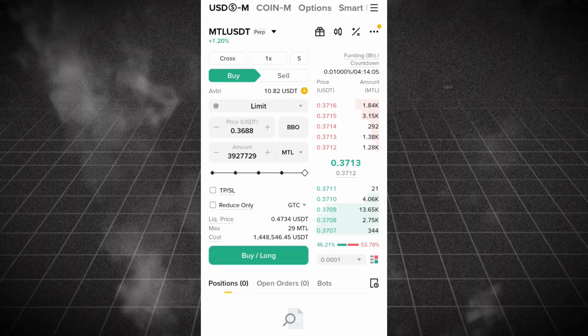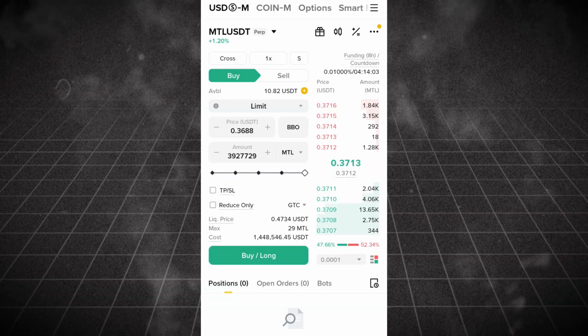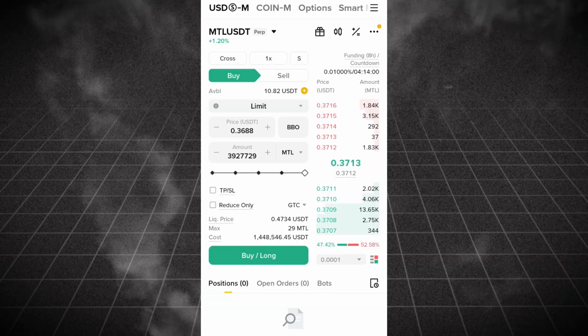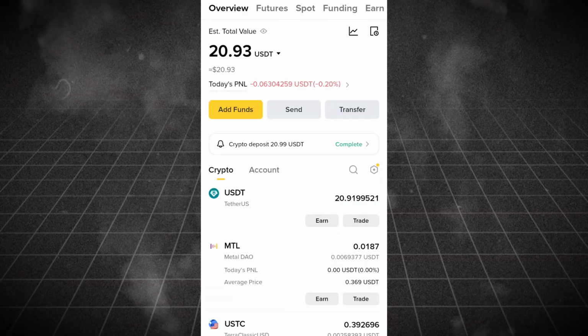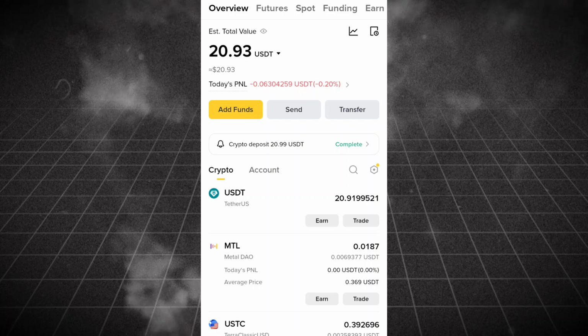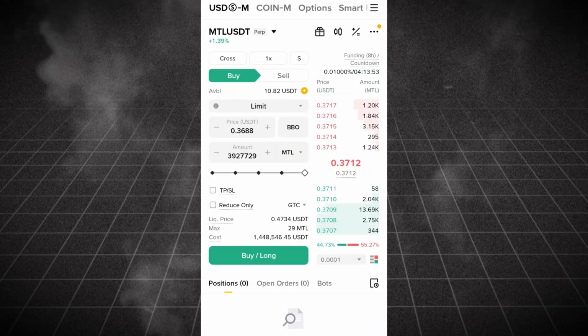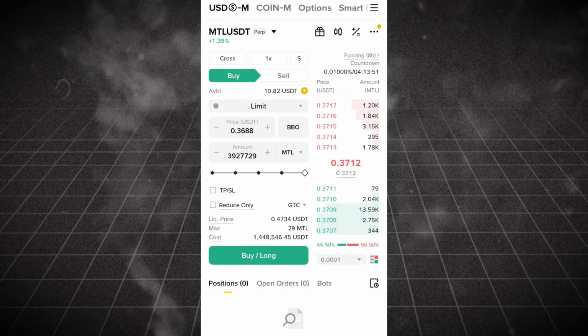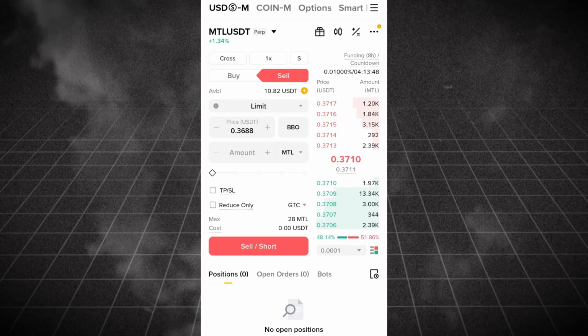Okay, so now it is 1x. All we just have to do is transfer all the USDT that you have in your USDT asset straight to future trading right here. Then you will find the money right now. Just go ahead and place sell, which is sell. Make sure you place short.